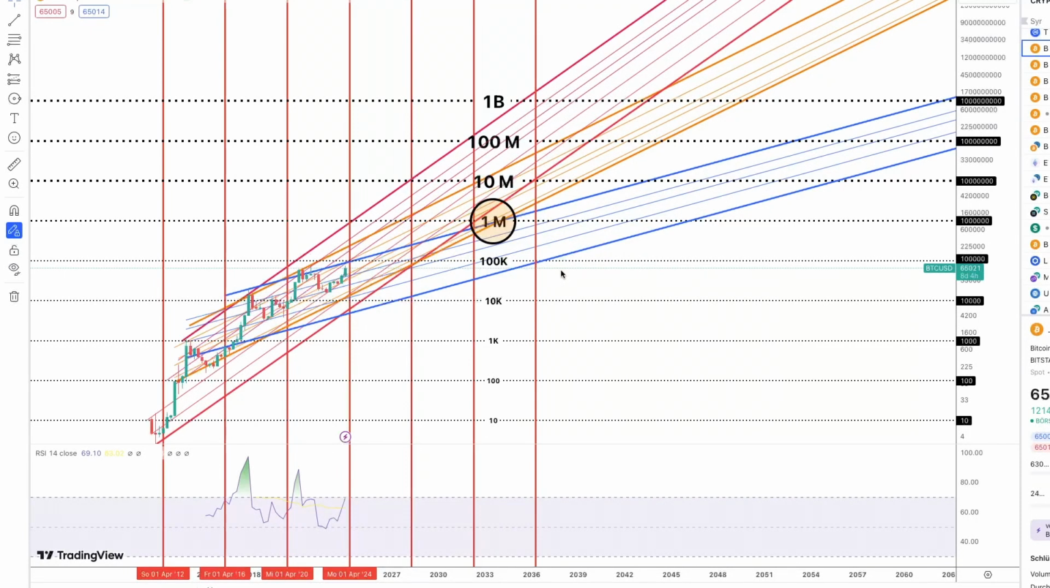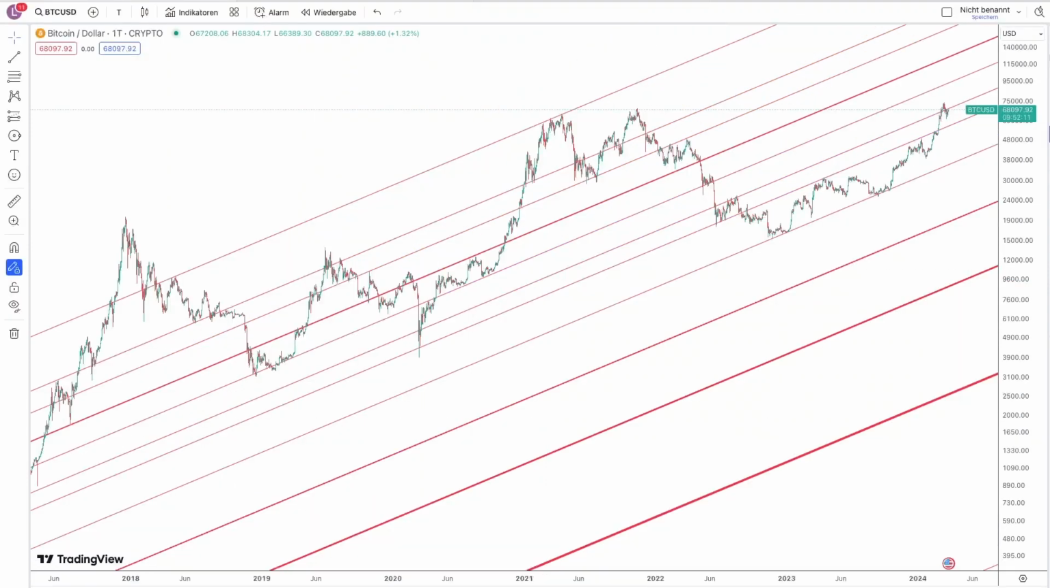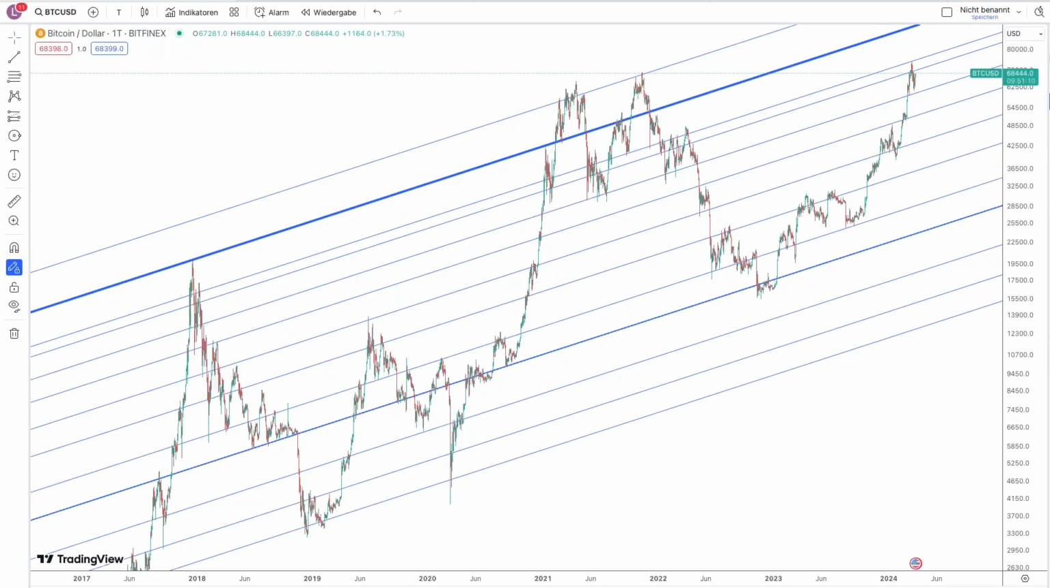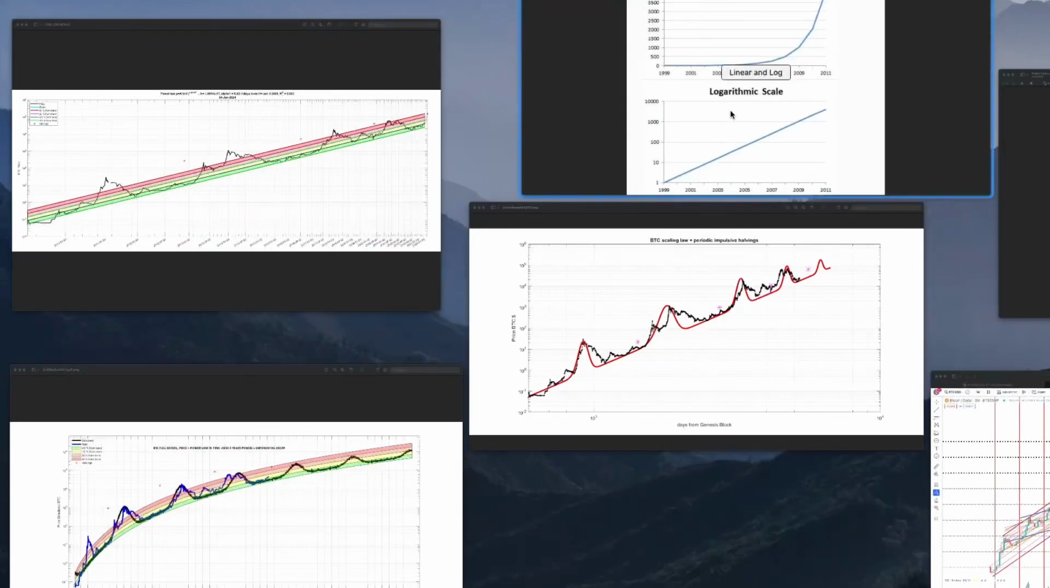My name is Liam and today I want to show you in detail how I came across these lovely channels and how you can draw them by yourself if you want. I also want to talk about the three different types of scales, the linear scale, the log scale and the log-log scale, which is a very interesting one for Bitcoin because there we can see that Bitcoin follows a certain law so far, the power law. Let's jump in.